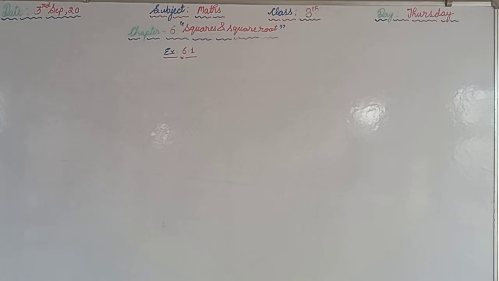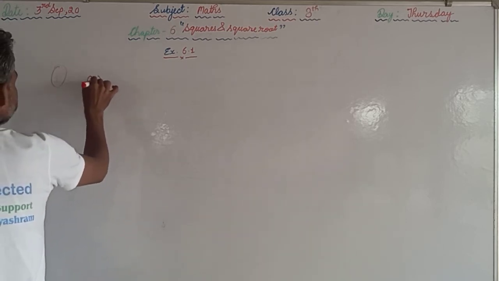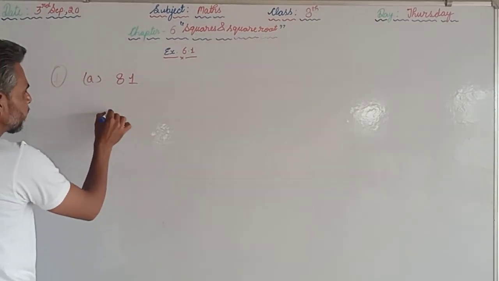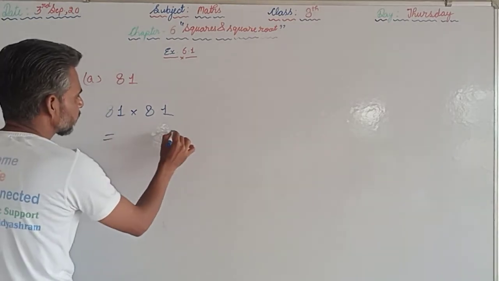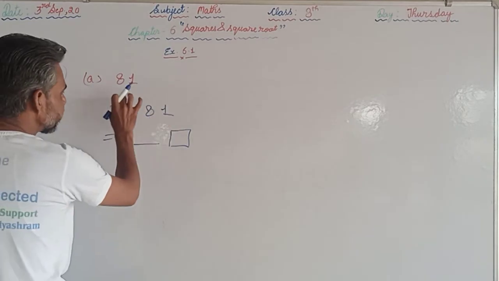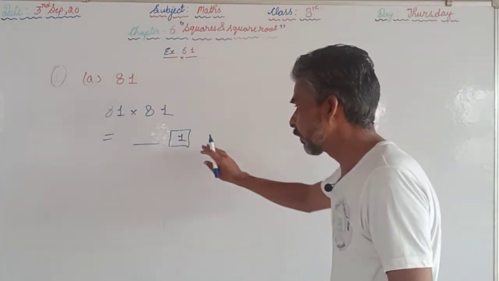In the first question, we have to find the units digits of the squares of the given numbers. Suppose A is 81. So the square of 81 will be 81 into 81, and we only have to look at the last term, 1 into 1, 1. The units term will be 1.